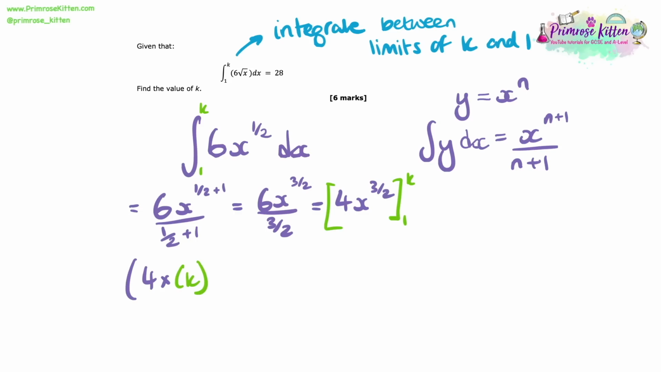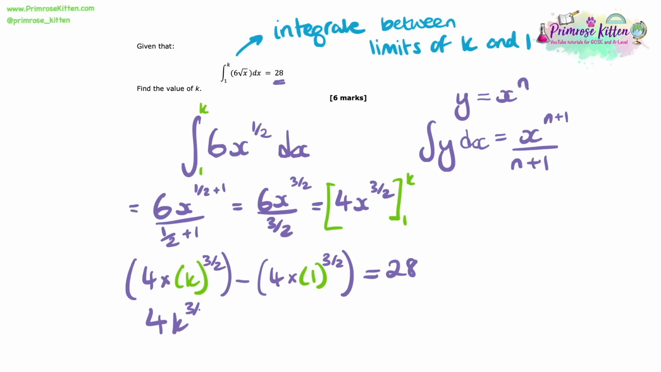Now what we do when we substitute those limits in is you substitute in the upper limit first, and then you subtract the integral with the lower limit substituted in. So here we end up with 4 times k to the power of 3 over 2 minus 4 times 1 to the power of 3 over 2. And the question told us that was equal to 28. So simplifying this now, that gives us 4k to the 3 over 2 minus 4 equals 28.